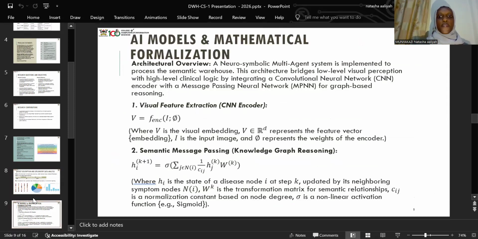Then the AI models and mathematical formalization. The architecture combines neural perception with symbolic reasoning. First, I'll talk about the CNN encoder. It extracts visual embeddings from the dermatological images. These embeddings are then passed into a message passing neural network operating on the knowledge graph.